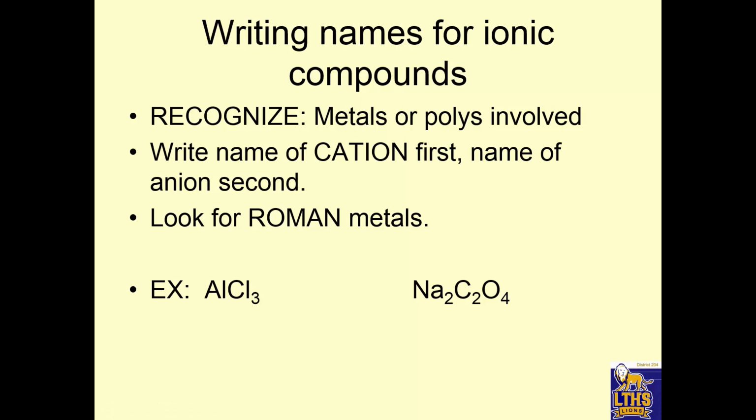So what if you want to write the name of an ionic compound? Again, recognize. If you see metals or polyatomic ions in the compound, you know it's ionic. Write the name of the cation first, and the name of the anion second. And then look for Roman numeral metals just in case. All right. So here are some examples.